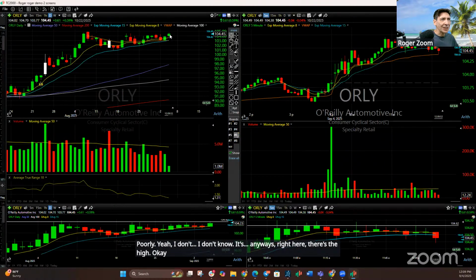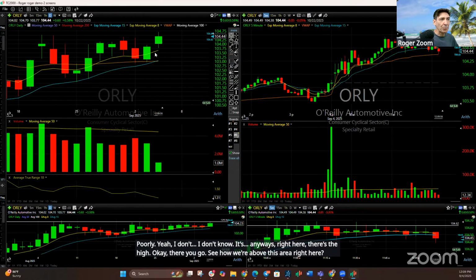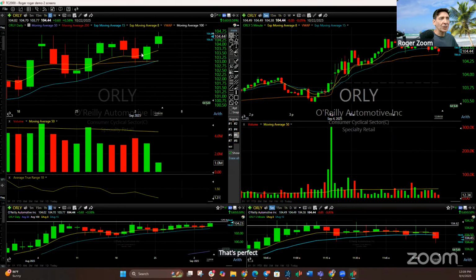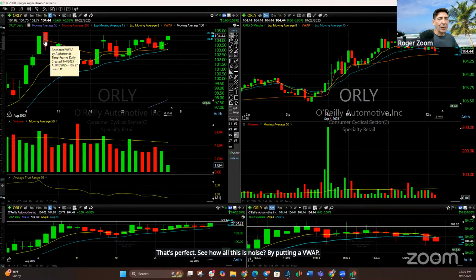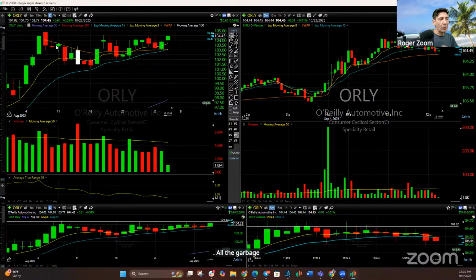Okay, there you go. See how we're above this area right here? That's perfect. See how all this is noise? By putting a VWAP at the last swing high, it'll keep you away from all the garbage. Which is how we trade quick strikes, just FYI.